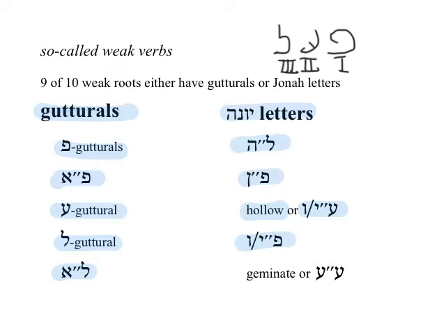All of these are words which have Jonah letters in them. And then the last kind of weak root is the Ayin, or the Geminate. That is, where the second and the third root letters are the same. So it's named after Gemini, the twin gods.